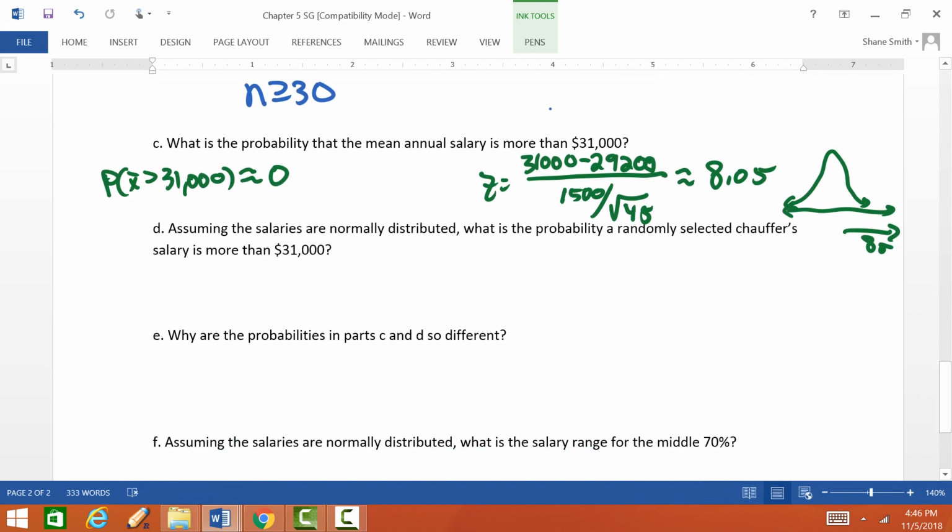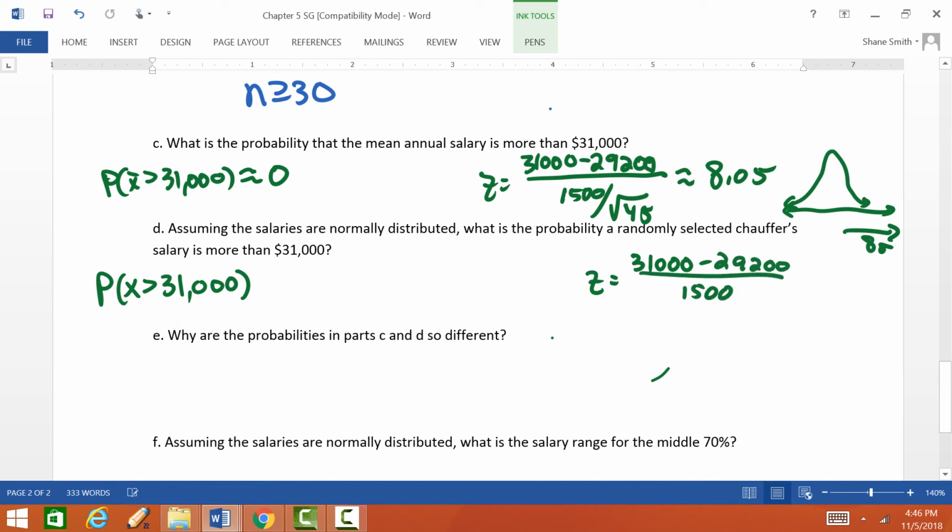Assume the salaries are normally distributed. So now we can assume the salaries are normally distributed. What is the probability a randomly selected chauffeur salary is more than 31,000? So similar question as part C, but now it's just one salary. So the z-score is 31,000 minus 29,200, but now we're just dividing by 1,500. We don't have to worry about the mean because it's just one salary. So this z-score is 1.2. This one's not extreme at all. We can look that one up. If you look up 1.2, it's 0.8849, but it's more than, so we have to do 1 minus that. So that's 0.1151.